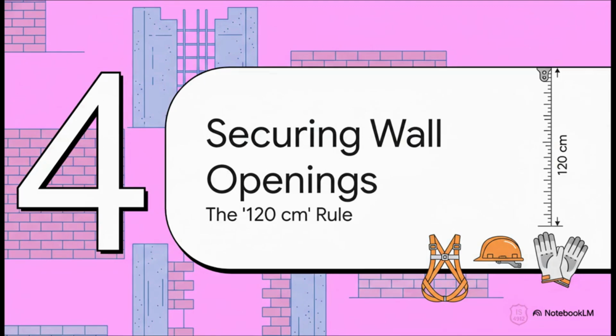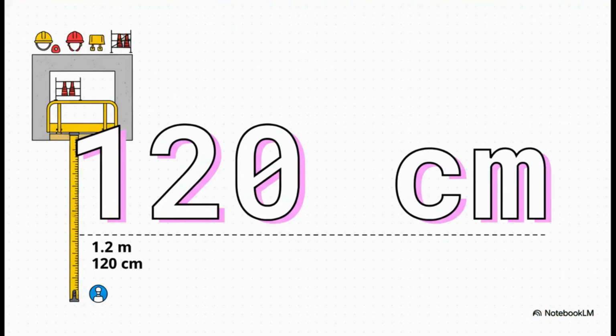All right, section 4, let's talk about walls. When it comes to wall openings, everything, and I mean everything, comes down to one single critical number that tells you what you need to do, and that is the 120 centimeter rule. This number is your trigger, 120 centimeters.